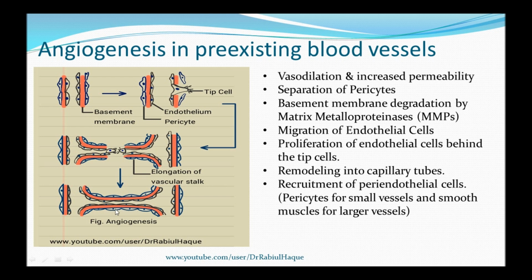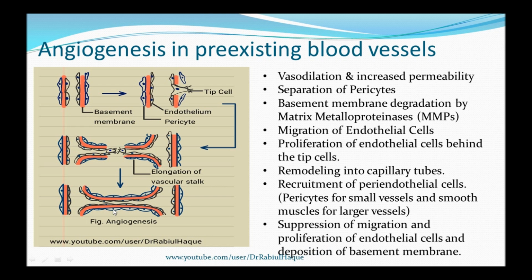The last step of angiogenesis will be suppression of endothelial cell proliferation and also suppression of migration of the endothelial cells, and there will again be deposition of the basement membrane that was previously degraded by matrix metalloproteinase. So this was in short about the different steps of angiogenesis from pre-existing blood vessels.